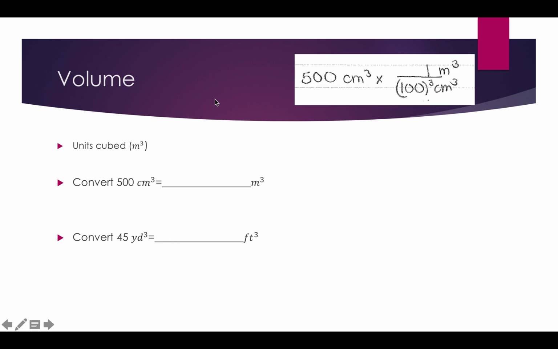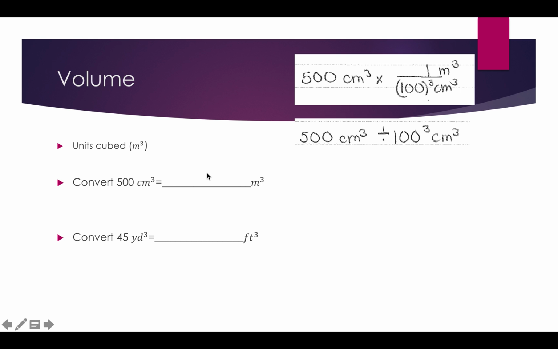So I could think about setting up my ratio. I'm getting rid of the centimeters, so the centimeters goes on bottom. And my number is always going to go with the smallest unit, and centimeters is the smallest unit. There are 100 centimeters in a meter, so I'll put 100 there, and I have to cube it because it's volume.